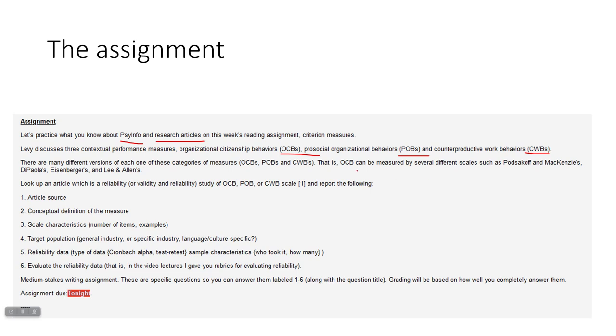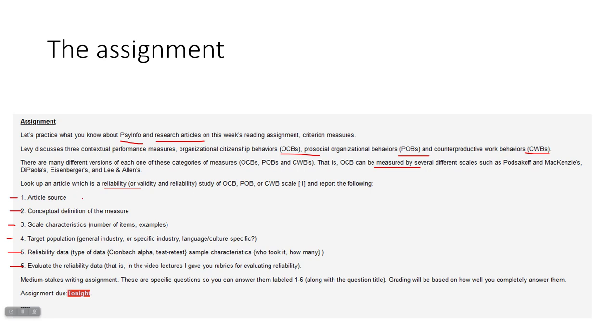What I'd like you to do is find a scale that measures one of these constructs, and evaluate the reliability of the scale. What I'm going to ask you to find is the source, the conceptual definition, the scale characteristics, the target population, and the reliability data, and then I would like you to evaluate the reliability data.